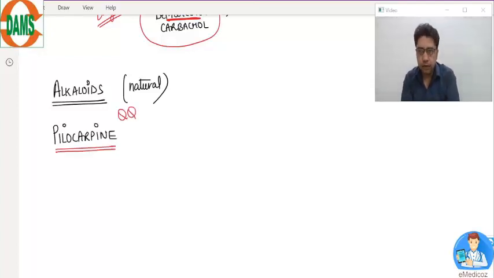Pilocarpine. Now, pilocarpine is obtained from leaves of the Pilocarpus plant.